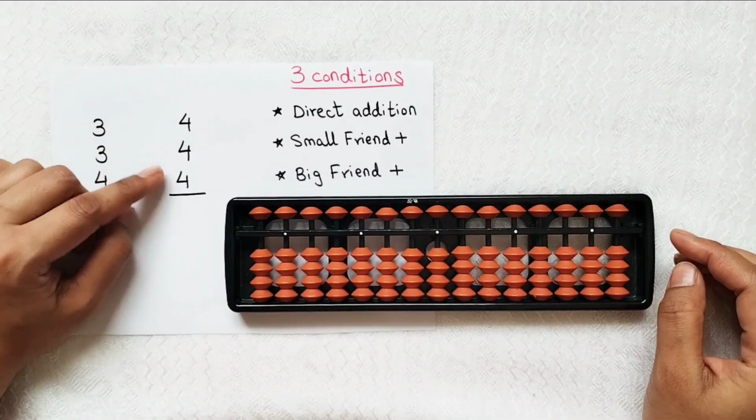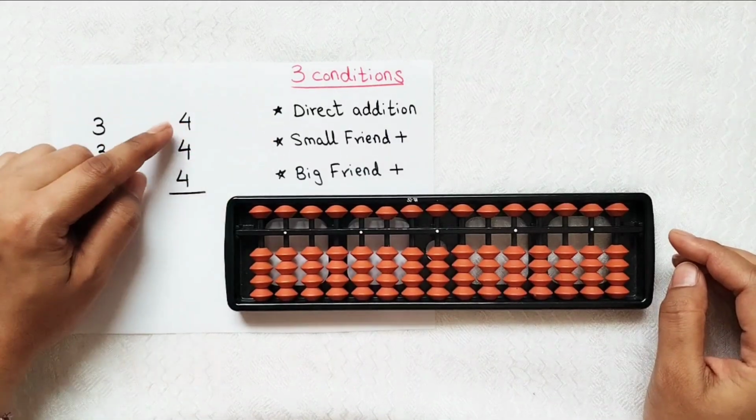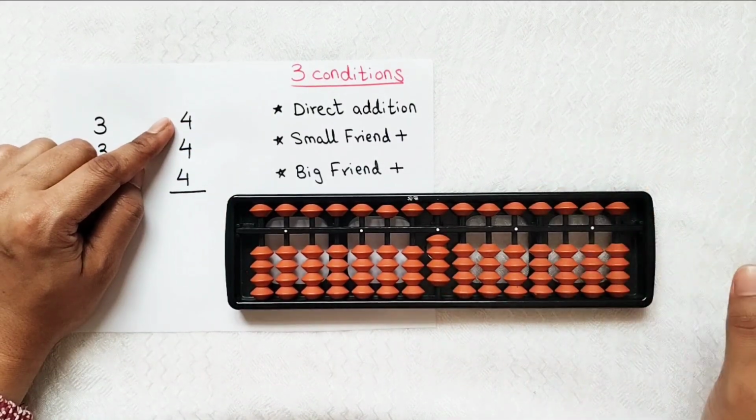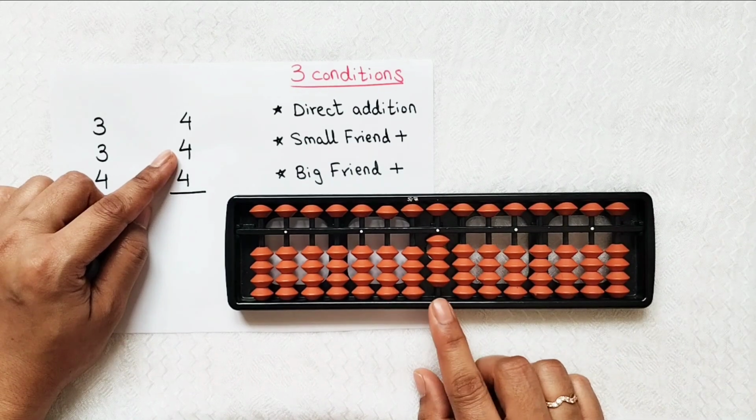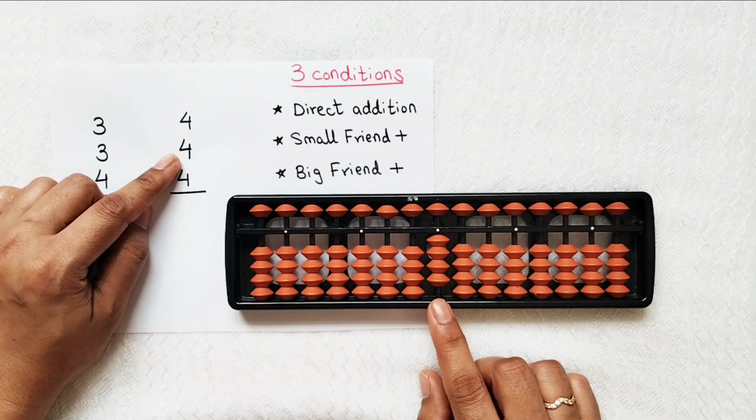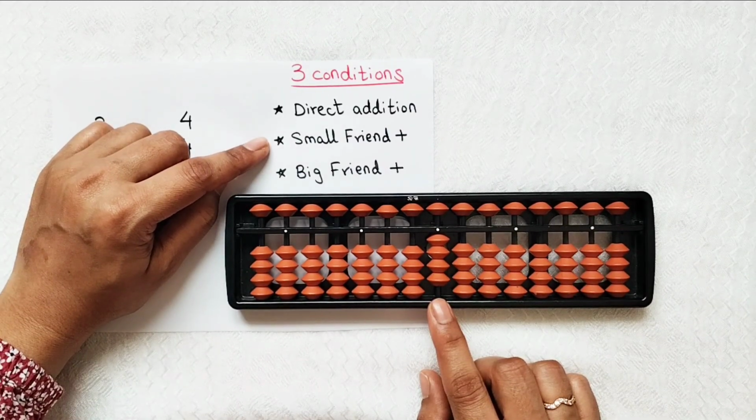4 plus 4 plus 4. Now first thing is 4. I place the number first. Again I need to add 4. Can I do direct addition? No, I have used all the beads. Lower beads are in use. So addition of 4. The next one is small friend.